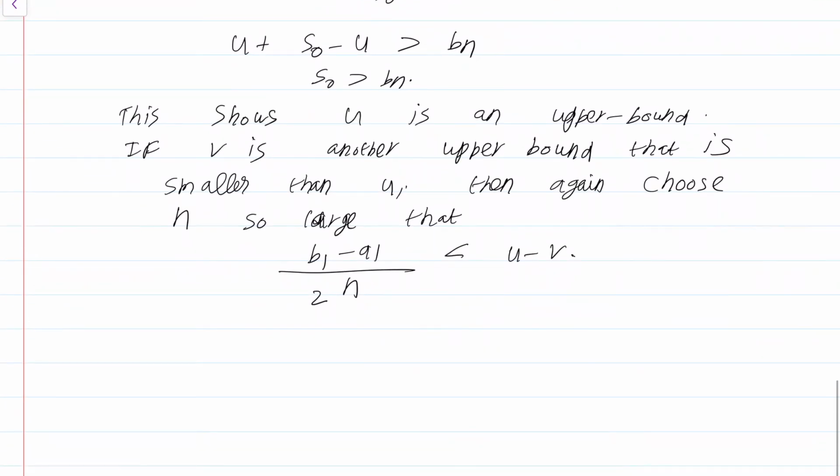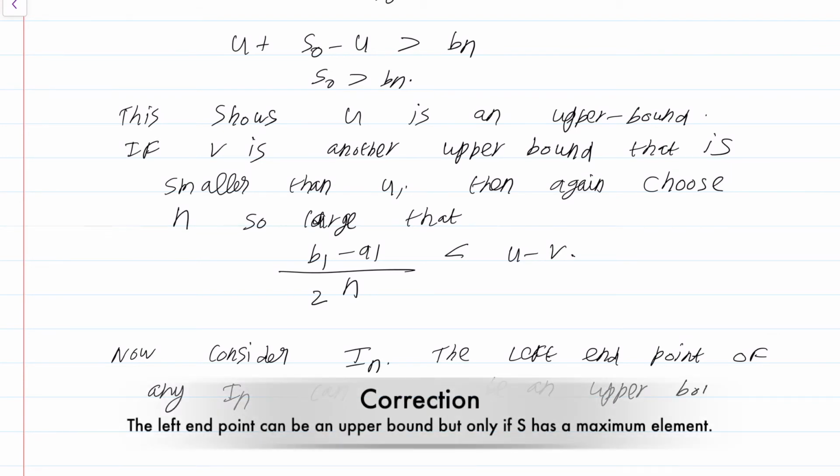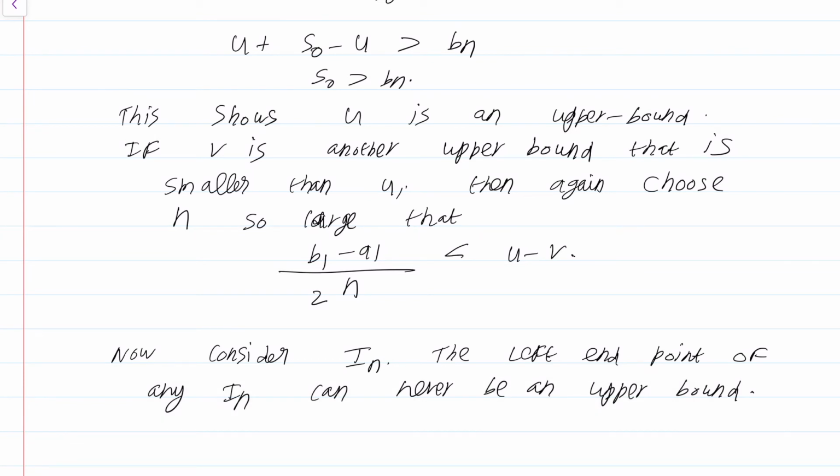Now consider I_n. Again, if you carefully look at our construction, the left endpoint of any I_n can never be an upper bound. That's exactly the way these intervals I_n were constructed. The right endpoint will always be an upper bound. The left endpoint will never be an upper bound. That's exactly how this was constructed.